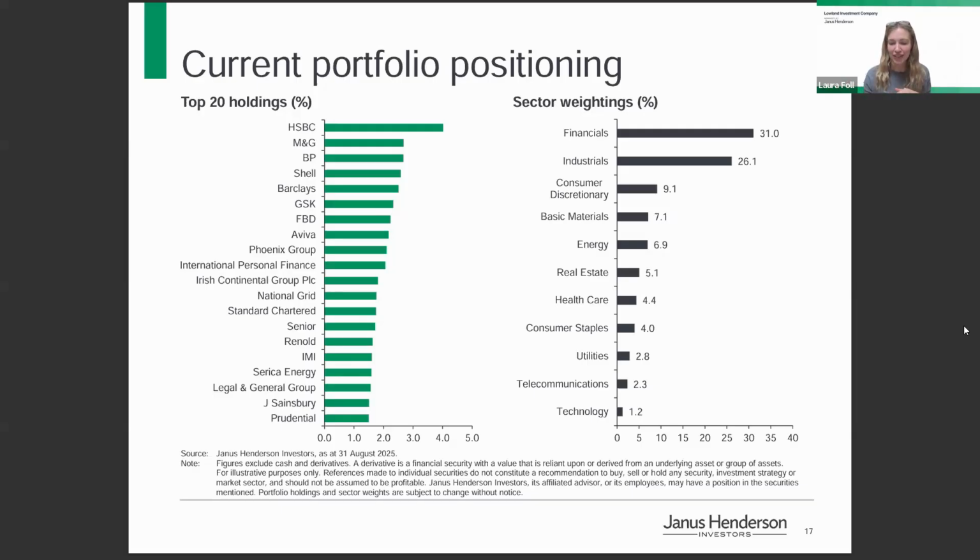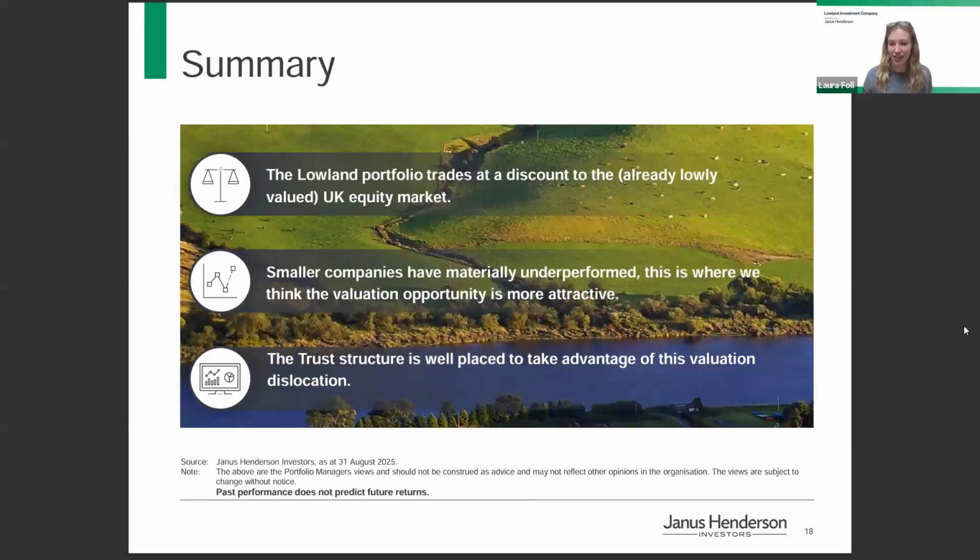And then just to finish off, and I'll hopefully have some questions if we flick to the next slide. The UK market's at a discount, just think about the layers of discount that I went through. The UK market's at a discount, this portfolio is at a discount, and it's trading at a trust level at a discount as well. So there's 3 layers of discounts in there.